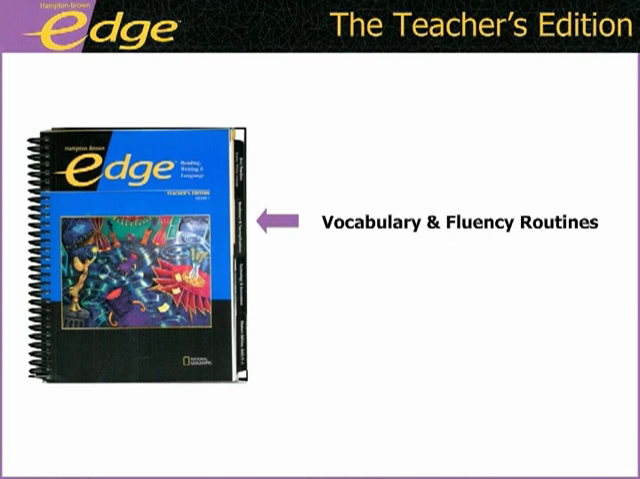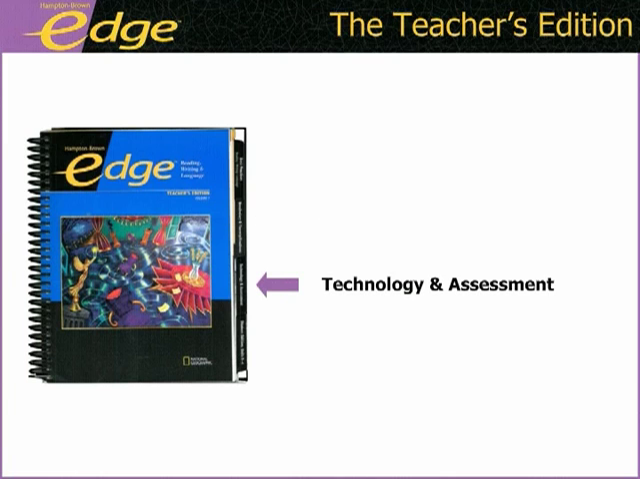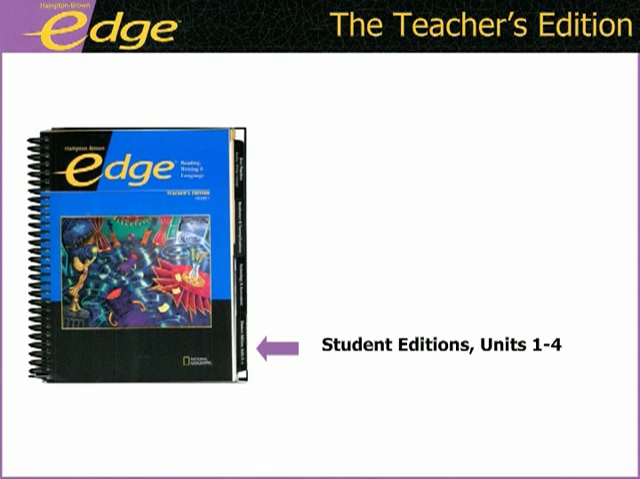The second tab, Vocabulary and Fluency Routines, contains daily vocabulary routines, an academic vocabulary word list, a list of Spanish-English cognates that are found within each unit, and daily oral reading fluency routines. You will become very familiar with this section as you move through the program. Tab number 3, Technology and Assessment, provides a visual overview of the technology tools that are available in EDGE. And the fourth tab, Student Edition, is where the instruction begins.